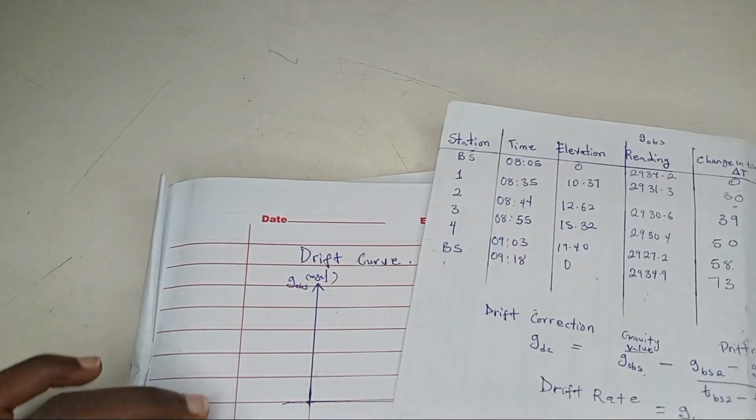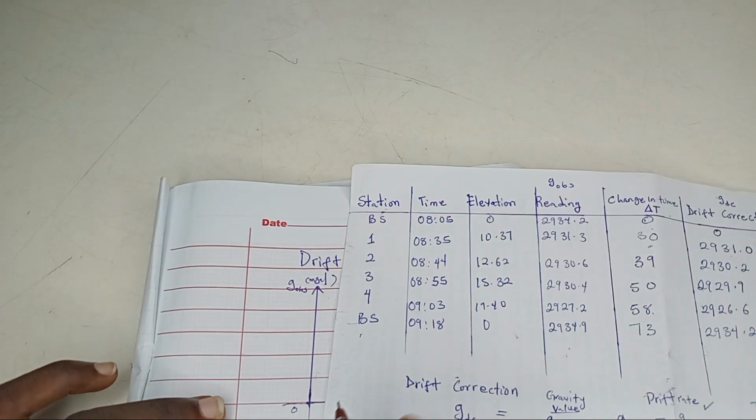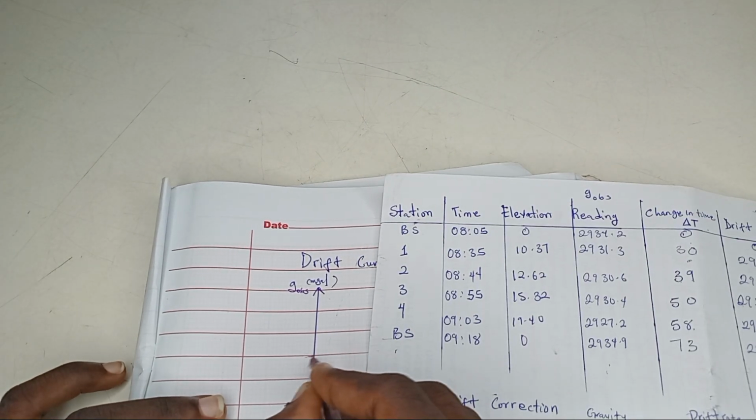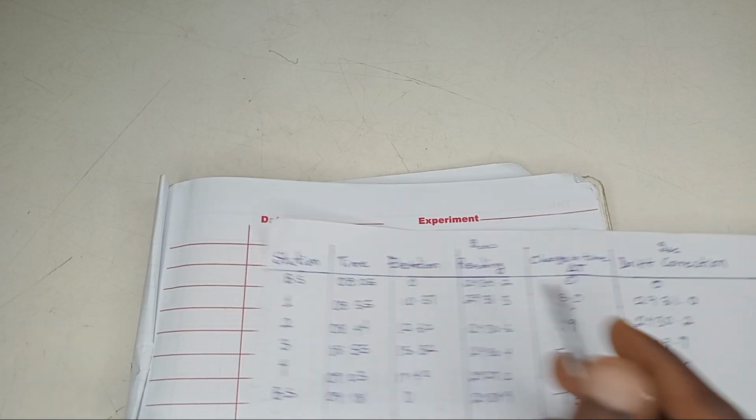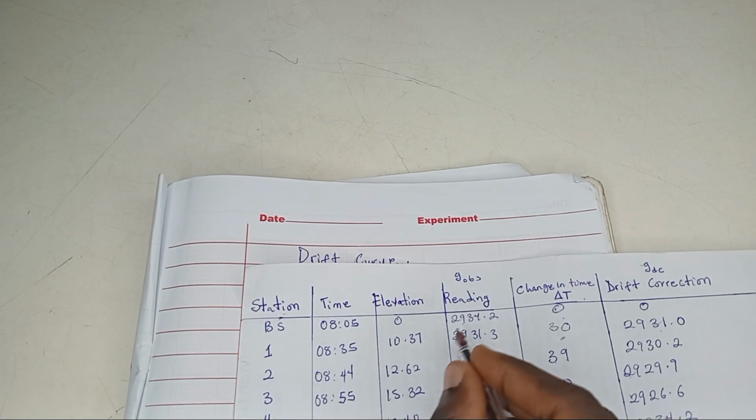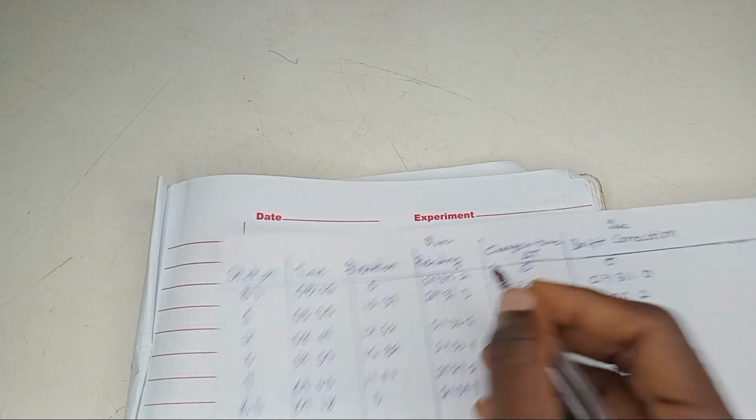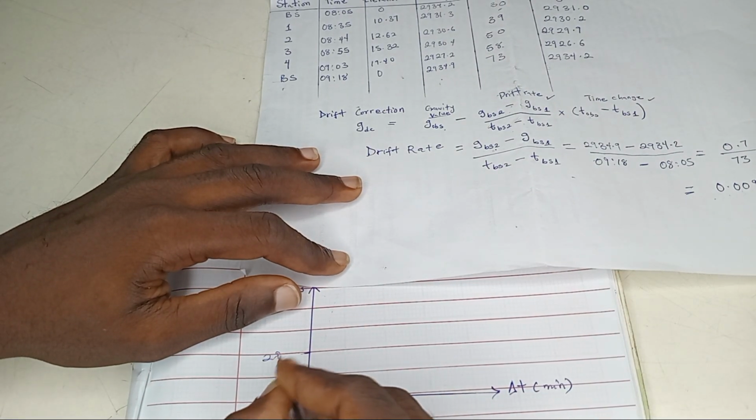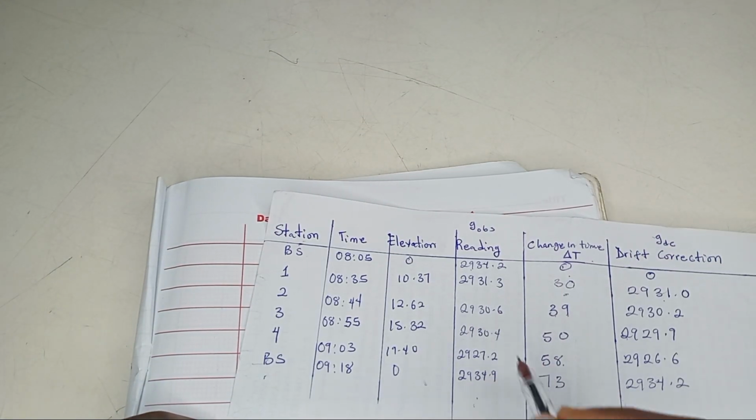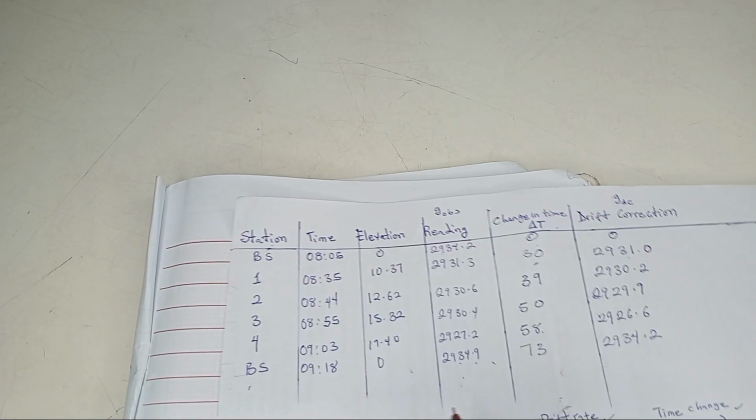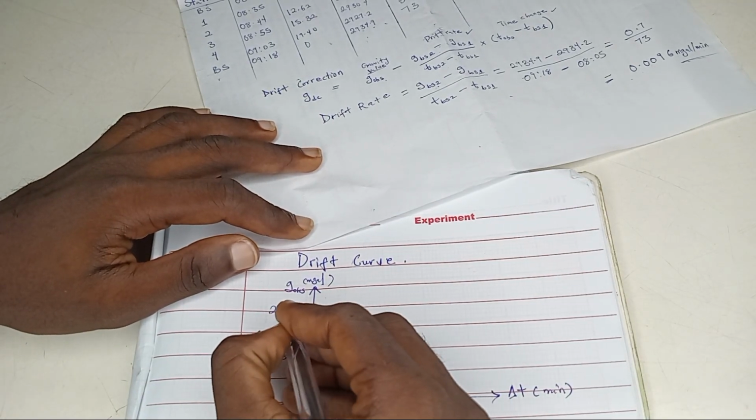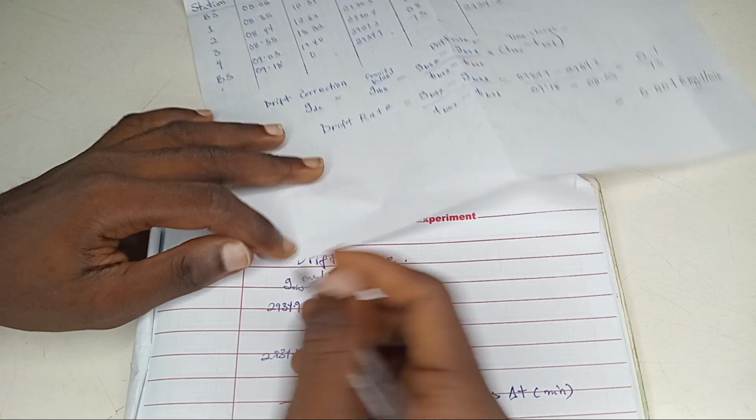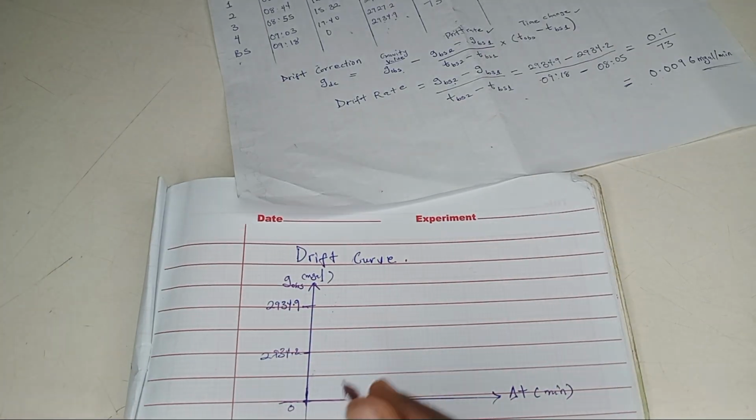If you start from zero, we know that base station one is higher, right? So what's the reading there? 2934.2. You write it here, 2934.2. Then the next one is 2934.9, which is base station 2. So you plot against your time.